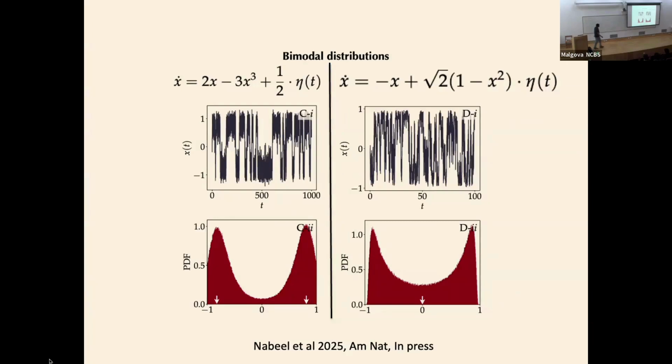Here's another example. In this example, there are actually two stable states, and it's going back and forth. In this example, there's only one stable state, but it's still going back and forth. So this now raises a really tough question to us. If somebody were to give you these two data only, but without the equations, would you be able to tell what the underlying equations were?